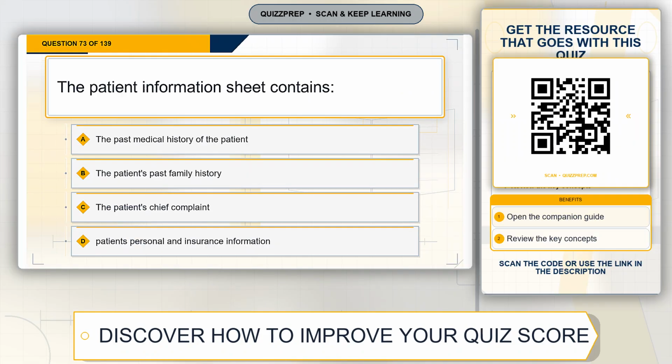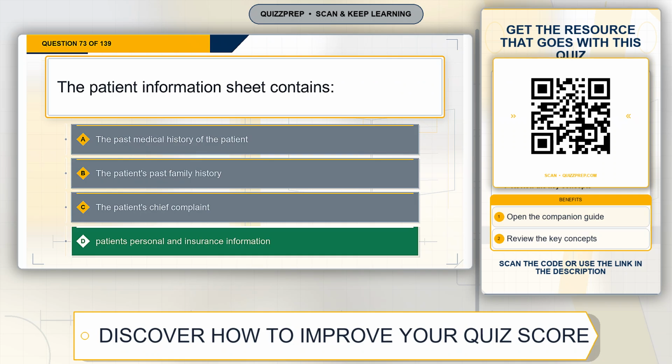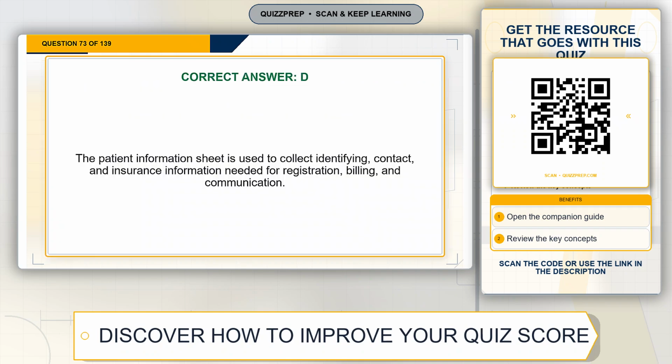Question 73. The patient information sheet contains: option A, the past medical history of the patient. Option B, the patient's past family history. Option C, the patient's chief complaint. Option D, patient's personal and insurance information. The correct answer is option D, patient's personal and insurance information. Explanation. The patient information sheet is used to collect identifying, contact, and insurance information needed for registration, billing, and communication.